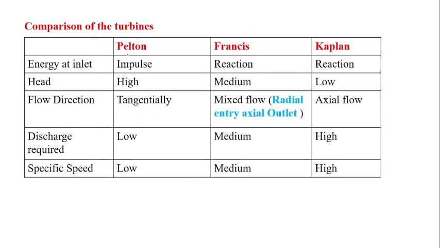Comparison of the turbines: Pelton wheel, Francis turbine, Kaplan turbine. In the case of the Pelton wheel, the energy at inlet is impulse; Francis and Kaplan are reaction turbines. Head is high for Pelton, medium for Francis, and low for Kaplan. Flow direction is tangential for Pelton, radial entry and axial outlet for Francis, and axial for Kaplan. Discharge required is low, medium, and high respectively. Specific speed is low for the Pelton wheel, medium for the Francis turbine, and high for the Kaplan turbine.